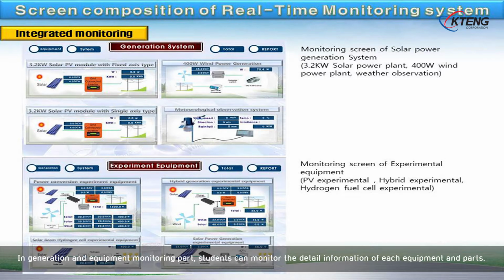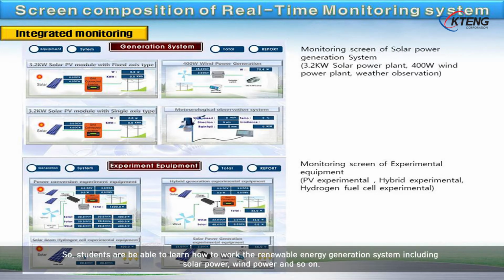In the generation and equipment monitoring part, students can monitor the detailed information of each piece of equipment and its parts. So, students are able to learn how the renewable energy generation system works, including solar power, wind power and so on.